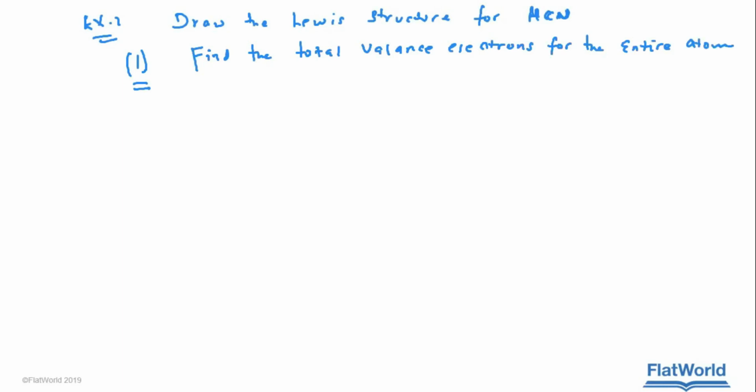Okay, so in this case, we have hydrogen has 1 electron, carbon has 4 electrons, nitrogen has 5 electrons, right? Depending on the groups where they are located. So we're going to have 1 plus 4 is 5, 5 plus 5, we're going to have 10 electrons. You see, we're going to have 10 valence electrons.